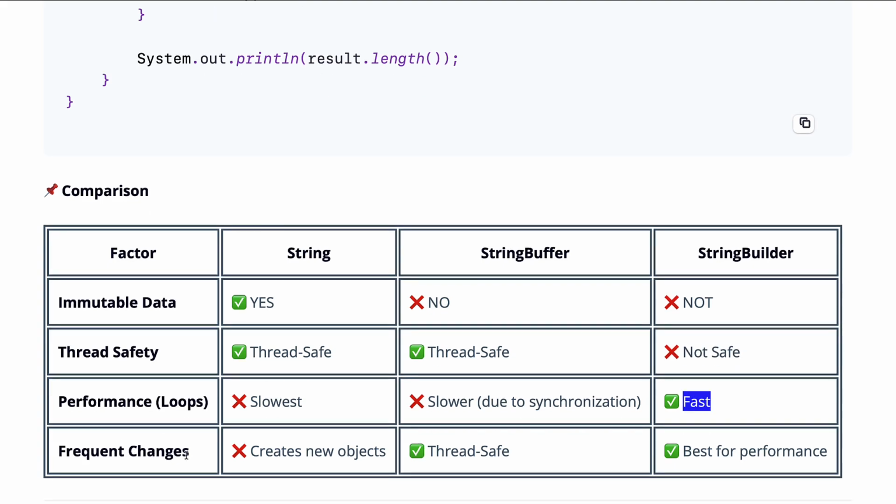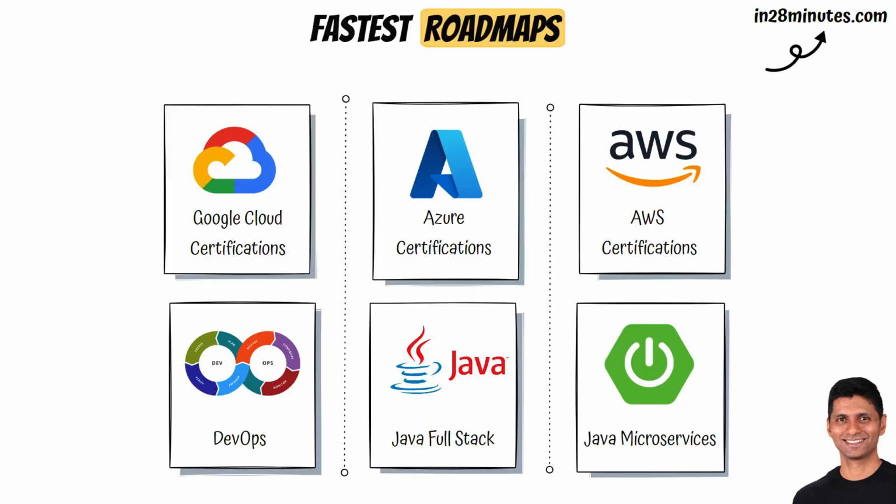Whenever you do a frequent change with respect to a string, it would create new objects. StringBuffer provides thread safety for your changes. However, if you are concerned about performance and not about thread safety, then you can use StringBuilder. In this step, we looked at a comparison between String versus StringBuffer versus StringBuilder.